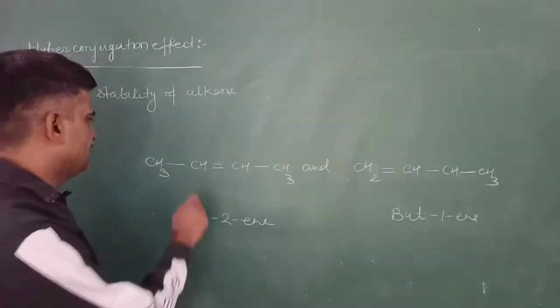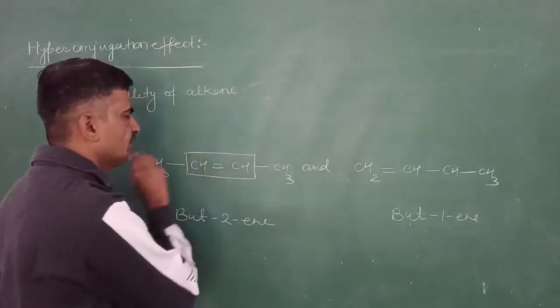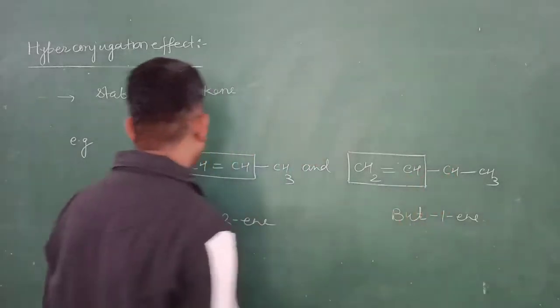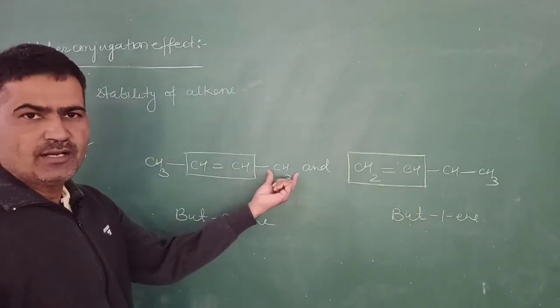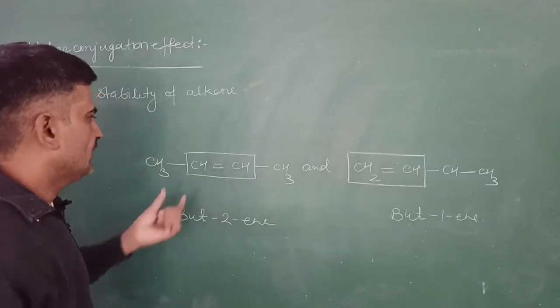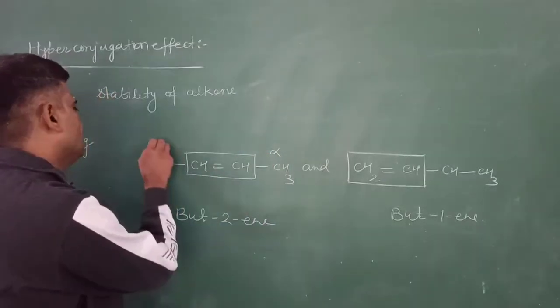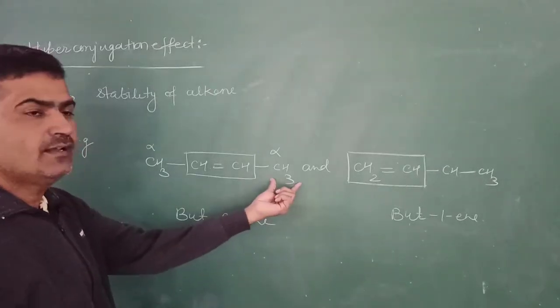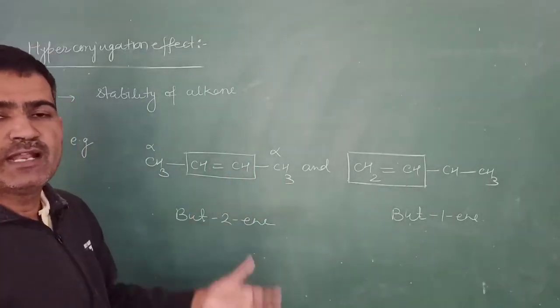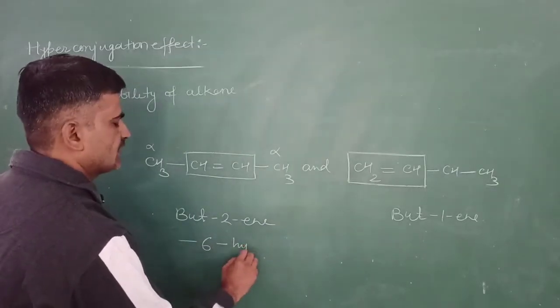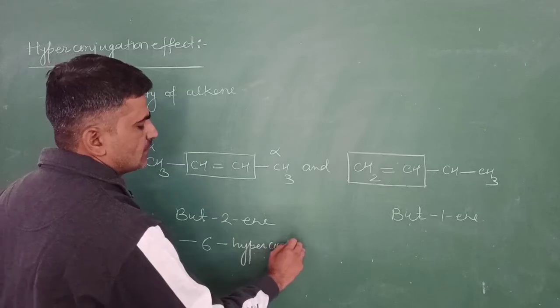In that you will see this part. This is a carbon double bond, and this carbon is known as the alpha carbon, and it is involved in hyperconjugation with these pi electrons. Similarly, this is an alpha carbon, and similarly this is also an alpha carbon. How many alpha hydrogens are present? 3 here, 3 here. It means we can form 6 hyperconjugative structures.